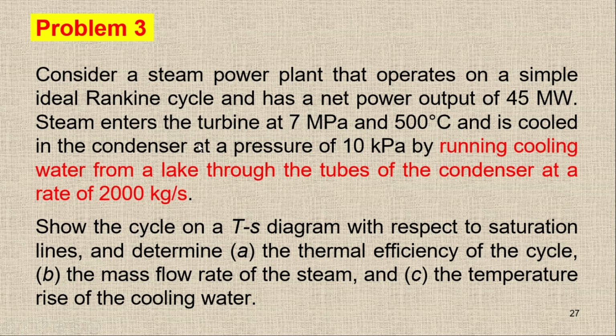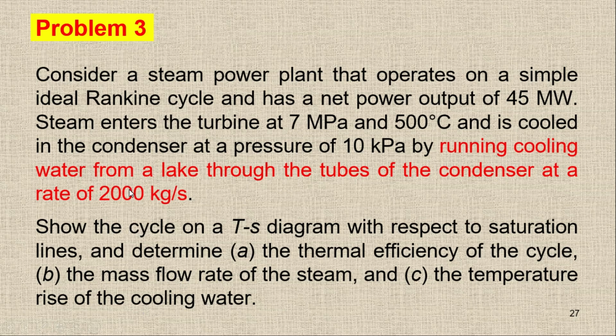Now here, the condenser is cooled by running cooling water from a lake through the tubes of the condenser at a rate of 2000 kilogram per second. So this 2000 kilogram per second is not the steam flow rate, it is the water flow rate that is used to extract the heat from the condenser. Now you have to show the cycle on the T-s diagram with respect to the saturation line and determine the thermal efficiency, the mass flow rate of the steam, and the temperature rise of the cooling water. So this is the cooling water, which is this 2000 kilogram per second.